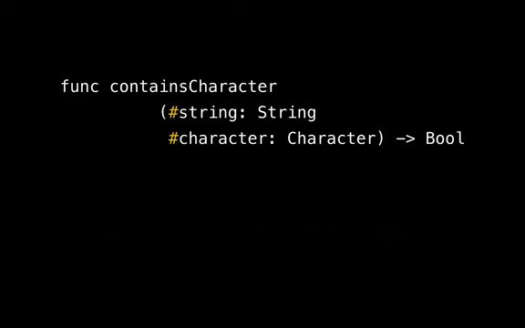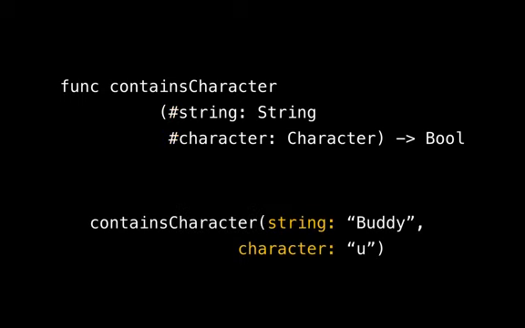If you tack a little hash mark in front of it, this is not a social media construct. You don't get to find out what's trending in your code. Although that might be an interesting question, right? How often do you use hashtag character in your code? This allows you to use a named parameter at the call site and be specific about what it is. This produces a call site that looks like this: contains character, string, character, right?